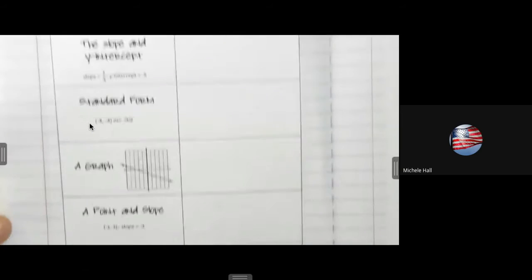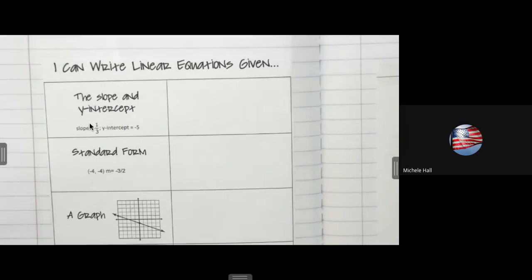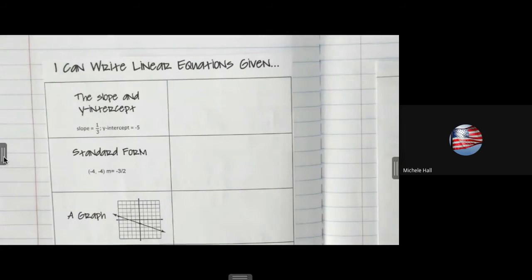This would be your next one. I can write linear equations given... And you might as well keep your scissors out because we're just going to finish putting in the rest of the linear function notes. You're not going to be doing them, but they'll be in your notebook ready to go when I start on them again on Monday.